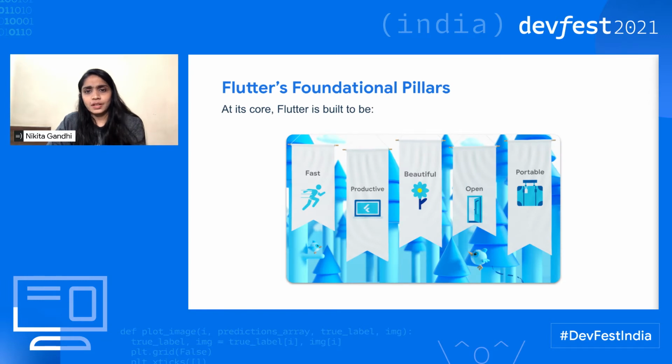And what makes Flutter amazing is it's fast, it's productive, it's beautiful, it's open, which means everybody is open to contribute to Flutter's ecosystem, and it's portable so that you can write a single code base and run it on multiple applications.